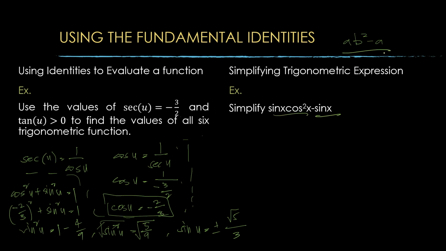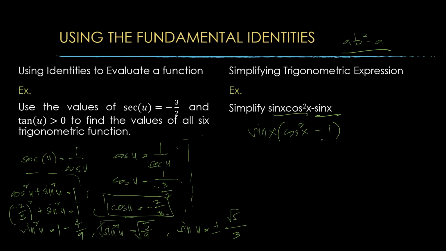Right? Similar with this one: a times b squared minus a. We can factor this one. We can take out sine, and we'll be left with cosine of x squared minus what?